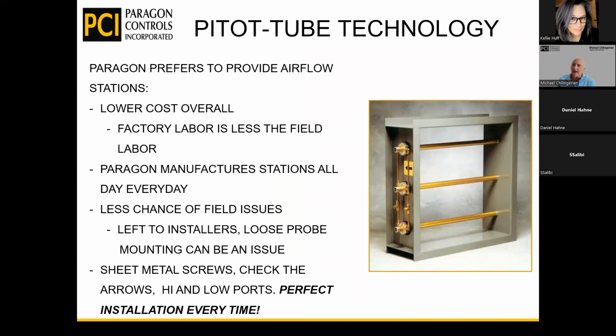Using an airflow station like we provide for so many projects, it's a lower cost overall. It's factory built. Factory labor is cheaper than field labor. They just drop right into place. So you don't have to look at something later on and say, what was that guy thinking when he put this in? Because he did some kind of screwy thing. There's like no guesswork associated with this. If you can read an arrow, there's a little arrow on the airflow station always. And if you can connect up a couple of tubes to a transducer, you pretty much have a perfect installation every time. So this really takes all of the guesswork out of doing airflow measurement.